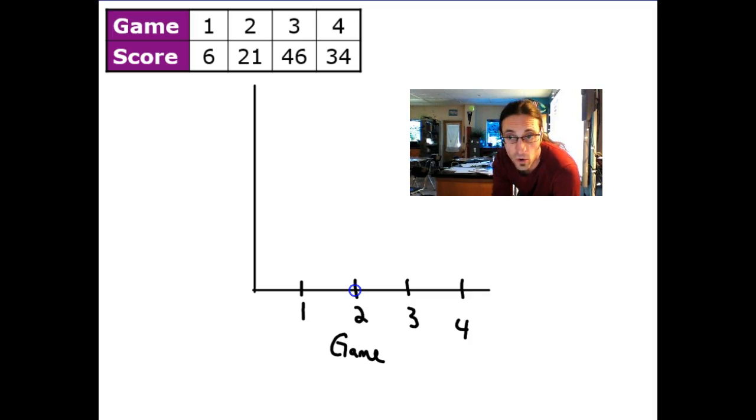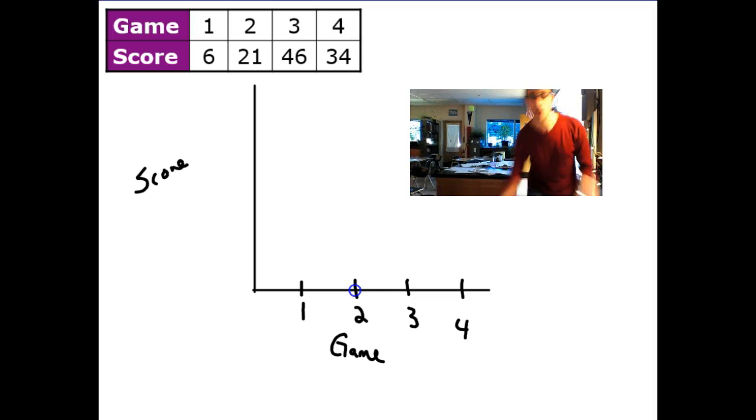Now, the score is going to be dependent on the game. That's going to be my y. So this is score, and it's so important to label it. Now, the highest score that I have is 46. I don't have any scores that are negative. I shouldn't. I could have a score of 0. So let's go from 0 all the way up to 50. And in fact, you have to start at 0, 0.